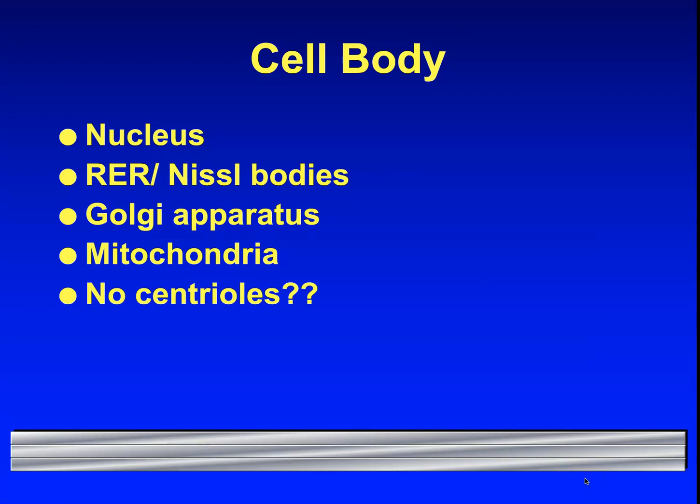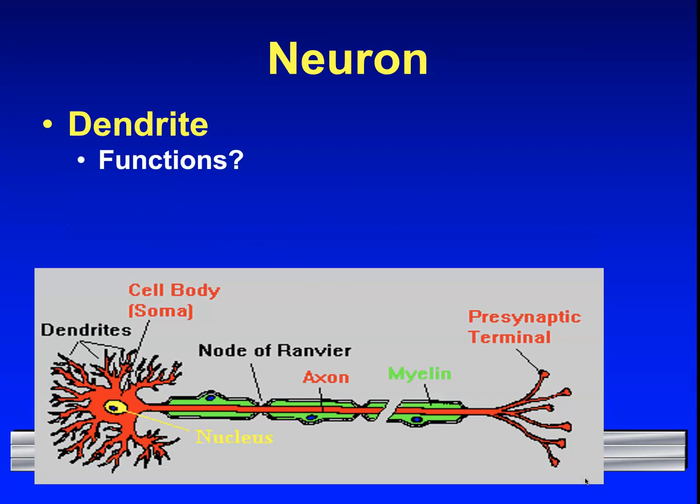And then there's some other organelles. There's pigments and other things, but I'm not going to spend much time on it. Let's get to the bulk of the neuron. Let's talk about the other components of the neuron.